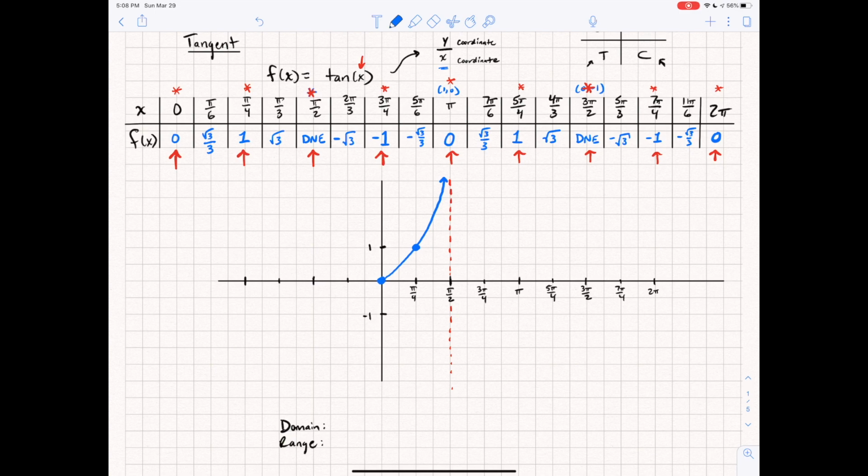Now when I come over here at 3 pi over 4, I get negative 1. At pi, I get 0. At 5 pi over 4, I get positive 1. And then I repeat with another vertical asymptote at 3 pi over 2.